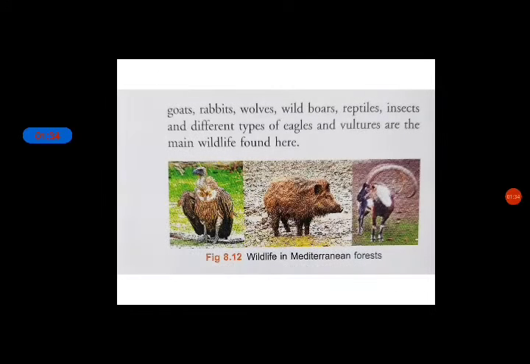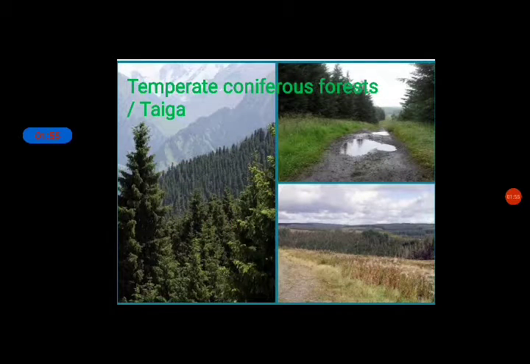Students, in these regions, due to cultivation, very little wildlife is found, like goats, rabbits, wolves, wild boars, reptiles, insects. Students, now the temperate coniferous forest, which is also known as taiga forest. Students, can you tell me why it is known as taiga forest? What does it mean? It means pure or untouched in Russian.